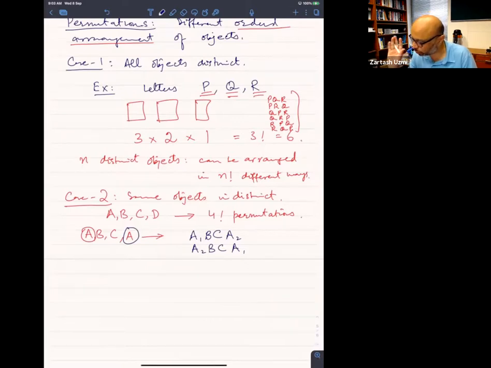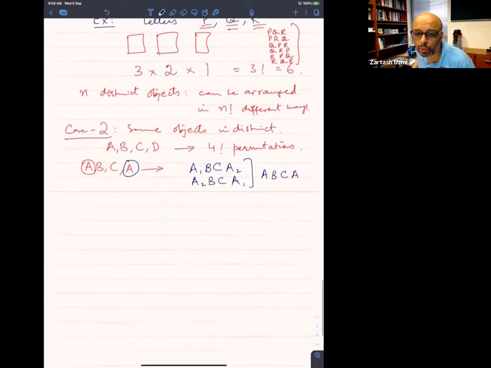I know that both of these are A. So if you look at these two permutations, they are exactly the same. They are exactly the same, and both of them are A, B, C, A. I have done A1, A2 only in my mind, virtually. But really, both of these A's are exactly the same, because they are not distinct. These are indistinct objects.